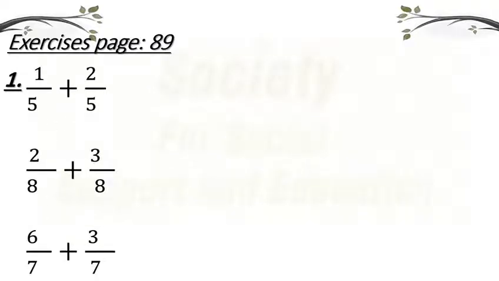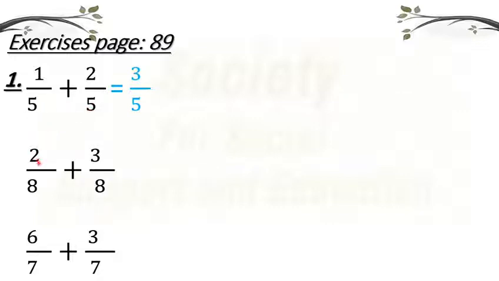In the first one, 1 over 5 plus 2 over 5. These two fractions have the same denominator, 5, 5. So I have only to add the numerators. 1 plus 2 equal to 3. 3 over 5. I keep the denominator the same.